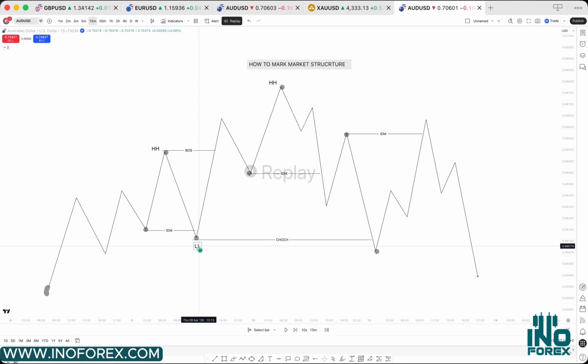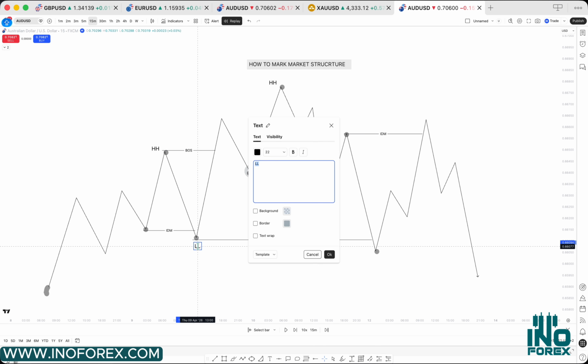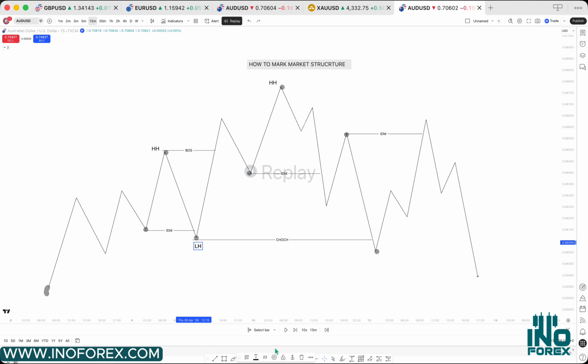So I'm sorry, here I made a mistake. When market is bullish, we say lower high. We don't say lower low. This is lower high. And when market is bearish, we say lower low. So this is lower low. So here market takes inducement. That's why we mark this low as a lower low.